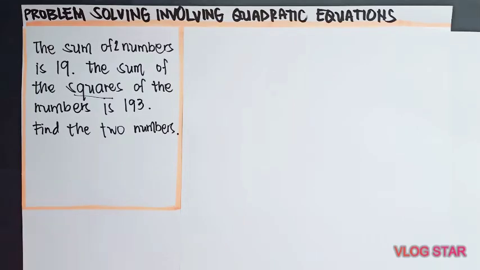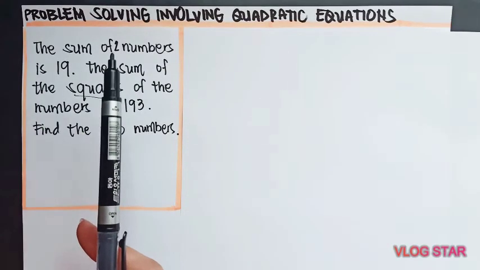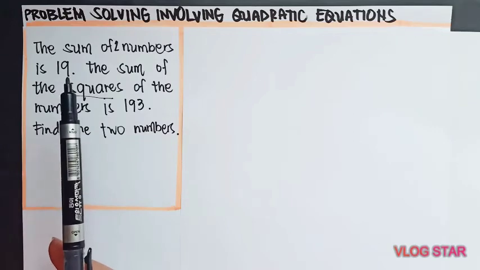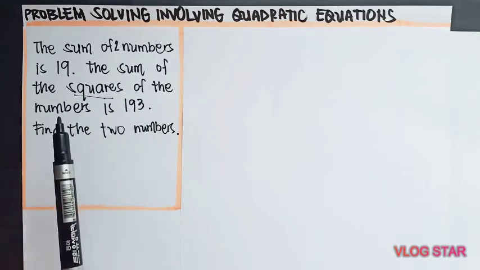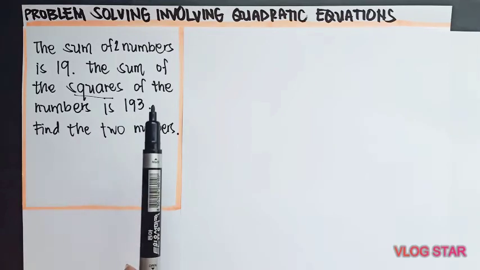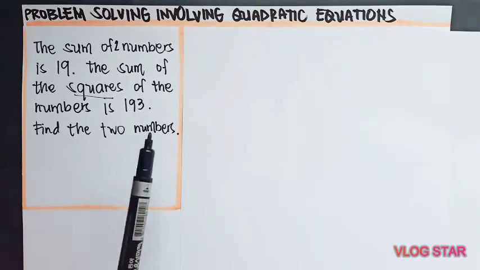Hello, we have here a problem that can be solved using any method that we discussed in our study about quadratic equations. So let's solve the problem. It says in here that the sum of two numbers is 19 and the sum of the squares of the numbers is 193. So let us find the two numbers.